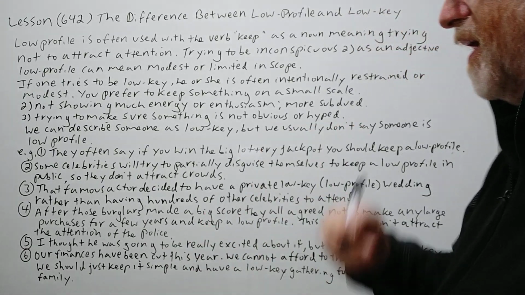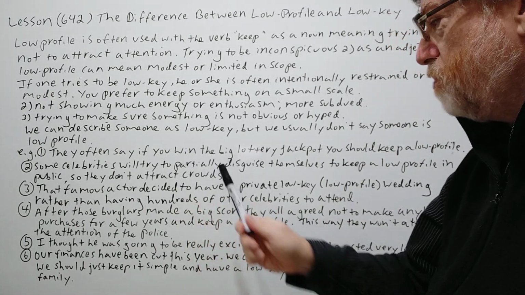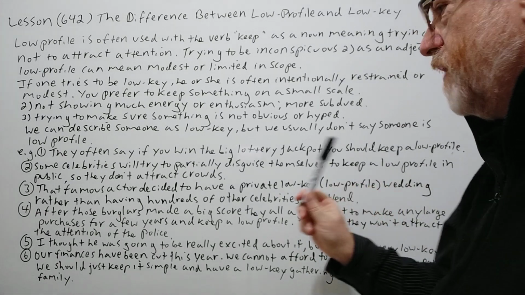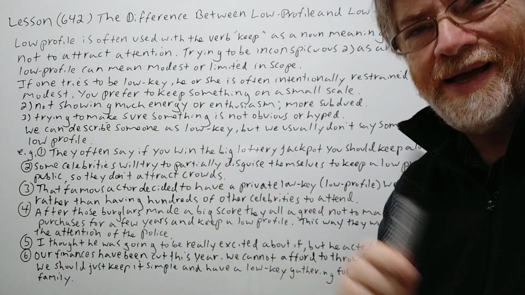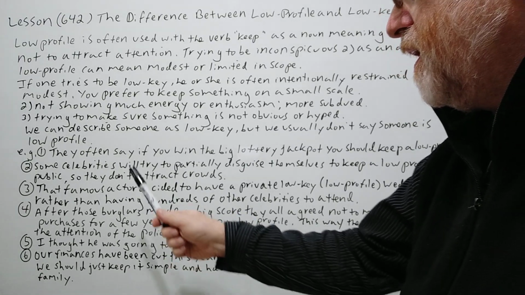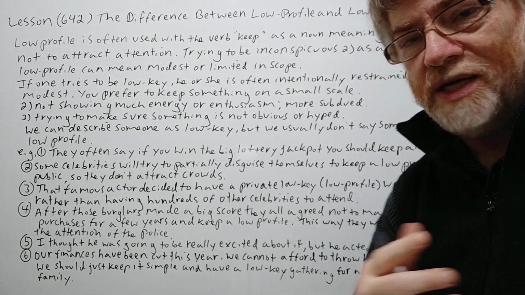Okay, let's continue. Number 2, some celebrities will try to partially disguise themselves to keep a low profile in public. So again, keep a low profile definitely would be profile. So they don't attract crowds, and you're trying not to attract too much attention.